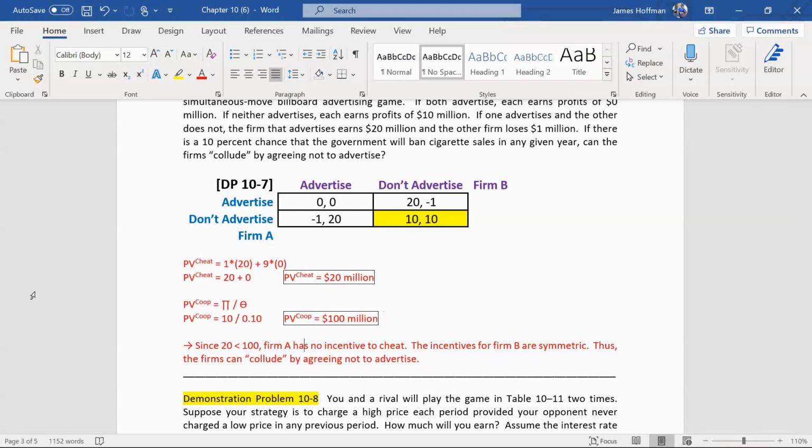So since 20 is less than 100, the firm has no incentive to cheat, and the incentives of the other firm B are symmetric, and so both firms will see this, and they're going to collude, keep the agreement, price agreed is not advertised, and then they're both going to get 10 plus 10 plus 10 for 10 times, which is 100, and that's a much better outcome than trying to cheat once, and then losing what you would have gotten from cooperating and just getting 20.